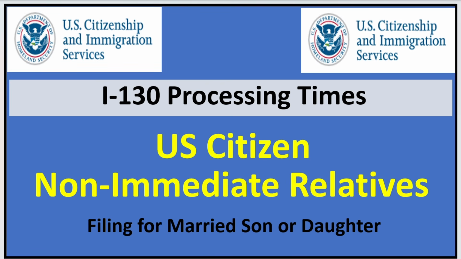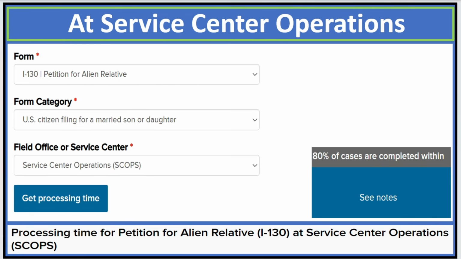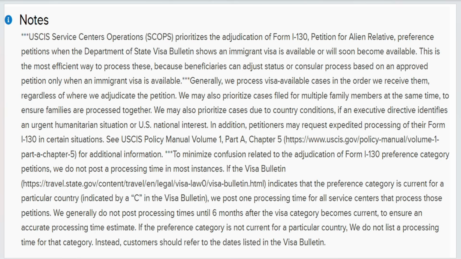Same way for a U.S. citizen filing for a married son or daughter. They do not provide processing times because it's not immediate relatives. The visa is not available. You must check the visa bulletin to see if your priority date is current. Same way right here, they give you a note on what's going on.